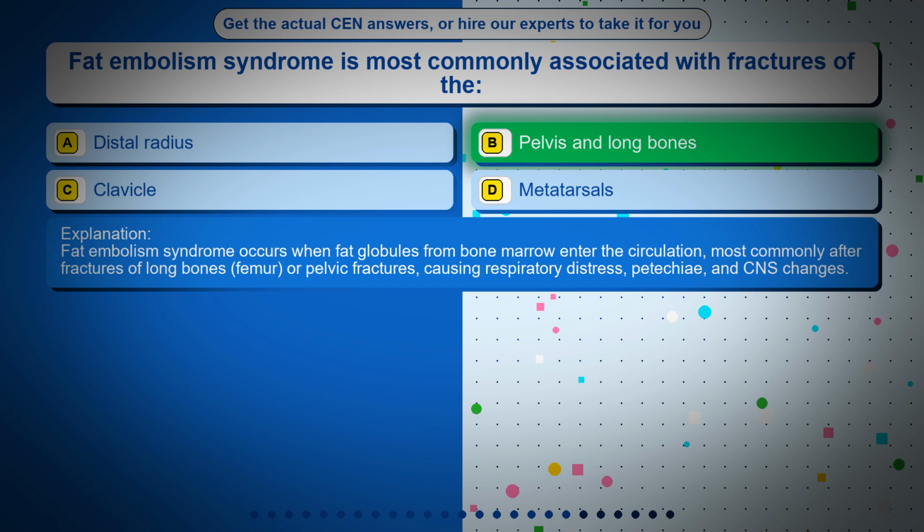Fat embolism syndrome occurs when fat globules from bone marrow enter the circulation, most commonly after fractures of long bones, femur, or pelvic fractures, causing respiratory distress, petechiae, and CNS changes.